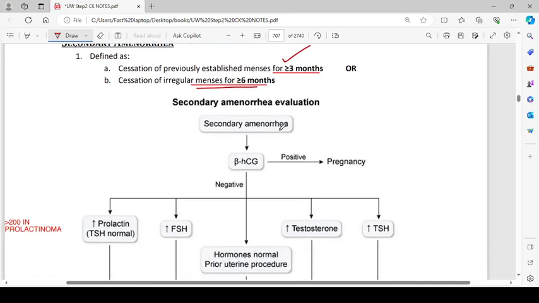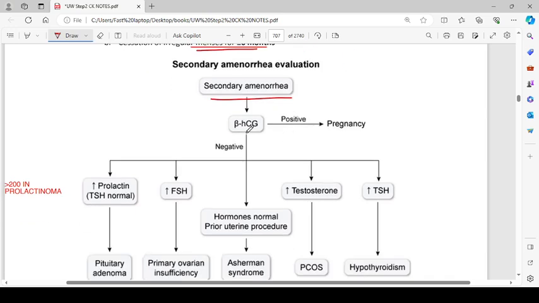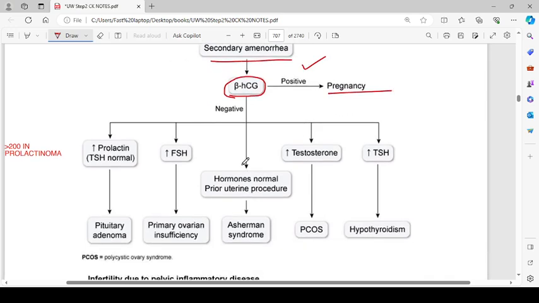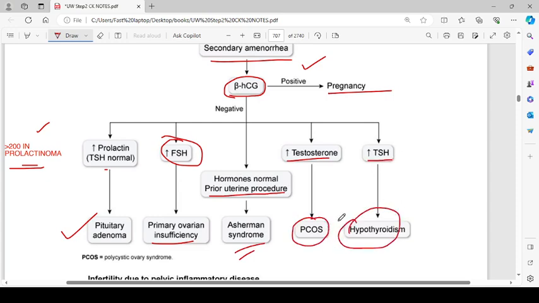Secondary amenorrhea evaluation: check the beta HCG level. If beta HCG is positive, it is because of pregnancy. If it is negative, now we have quite a few possibilities. Check the prolactin level. If it is more than 200, it is prolactinoma; if prolactin is increased and TSH is normal, it is pituitary adenoma. Increase in FSH: primary ovarian insufficiency. Hormones normal with prior uterine procedure: Asherman syndrome. Increased testosterone: PCOS. Increase in TSH: hypothyroidism.